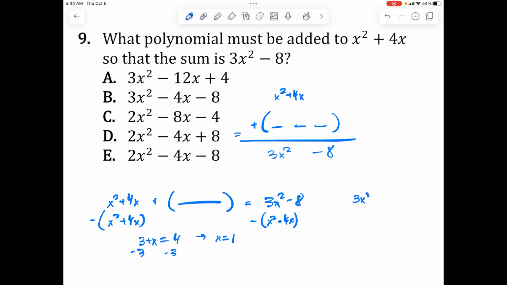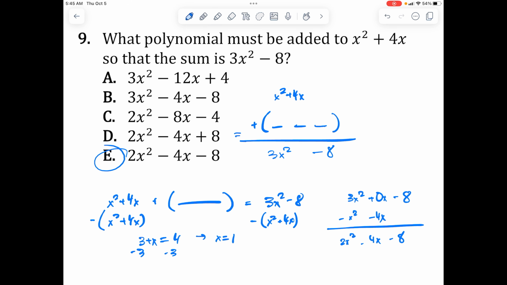So 3x squared, or you can just do all of your addition or subtraction in one line horizontally. I'll show you both methods. So 3x squared plus 0x minus 8 minus x squared. And again, I'm going to distribute the negative to both terms. So minus x squared minus 4x. Okay, so let's just go down. What's 3x squared minus x squared? 2x squared. What's 0x minus 4x? Minus 4x. And then minus 8 minus 0 is just minus 8. So your answer is that right there.